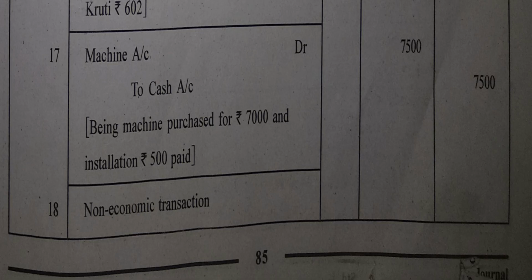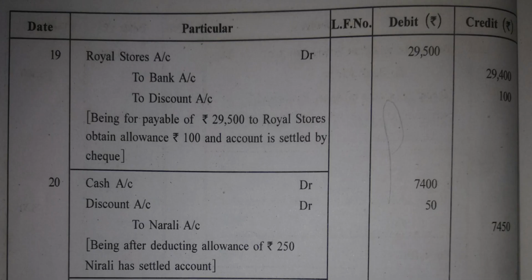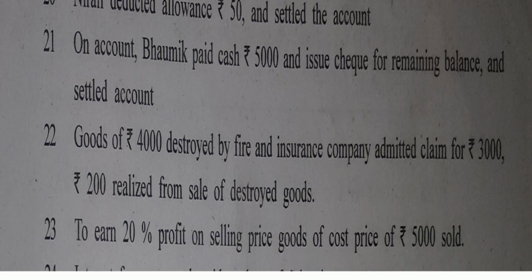Alright. So let us see which is the next journal entry that we have. On 21st of August, Bhowmik paid cash rupees 5,000 and issued check for the remaining balance and settled account. Now we need to find out all the related transactions to Bhowmik. Again, the explanation is given on page number 90. You will see the explanation and you will understand my words.